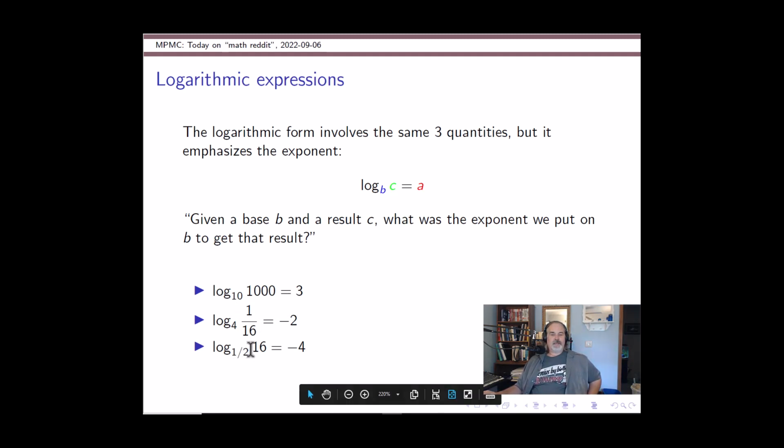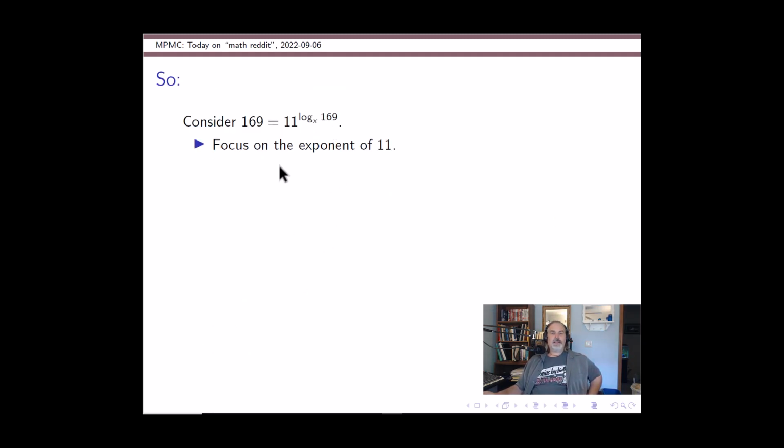And similarly, log base 1/2 of 16 equals -4. If we had a base of 1/2 and we got a result of 16, what was the exponent that we put on 1/2 to give 16? Here it is, it's -4. So the logarithm emphasizes the exponent that's involved in a base exponent result triple set of numbers. Okay, so back to the problem. 169 equals 11 raised to the log base x of 169.